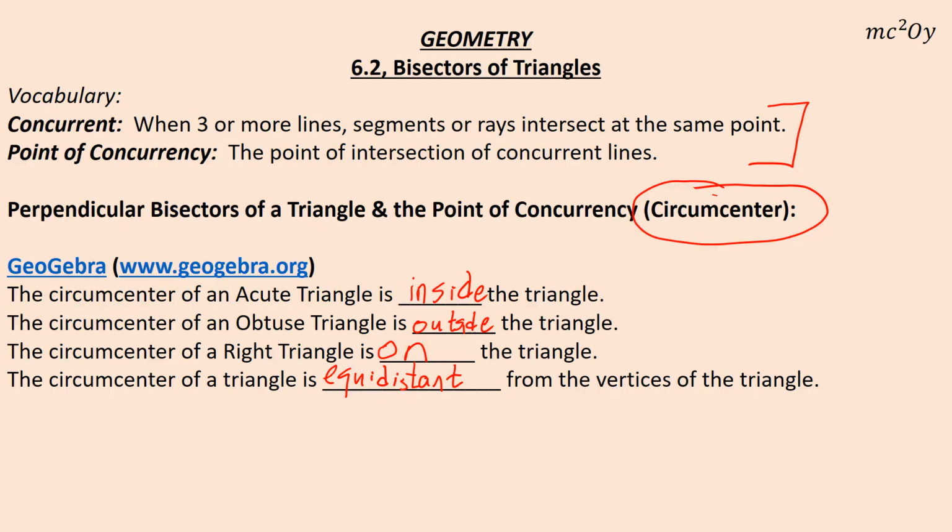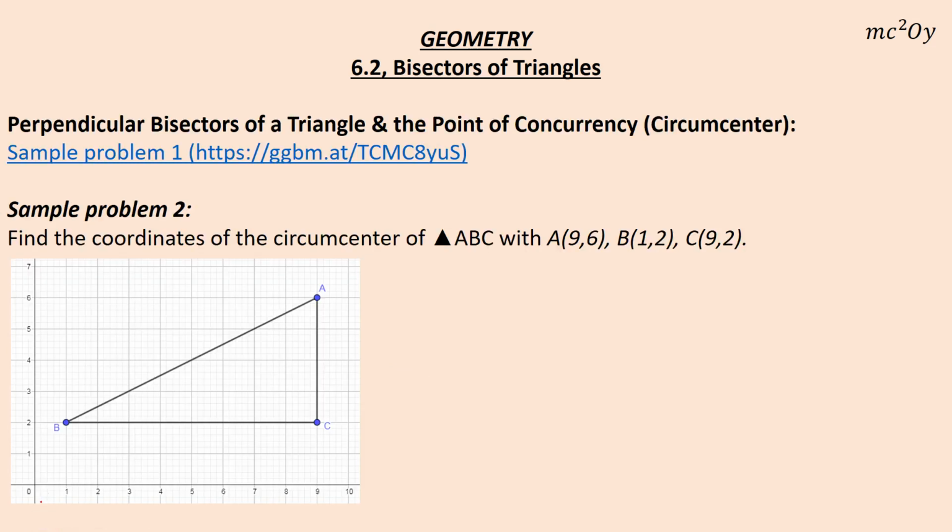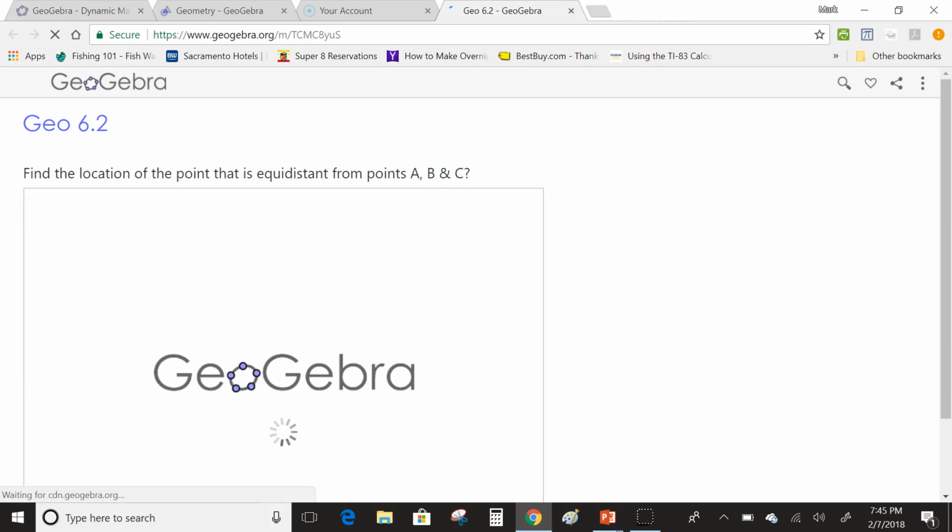Okay, we're going to move on and apply this in a different way. Let's switch it up here. It says perpendicular bisectors of a triangle and the point of concurrency. So we're going to try a sample problem here. This is also GeoGebra, so I'm going to select that website. There we go. I also put it there so you could get to it.